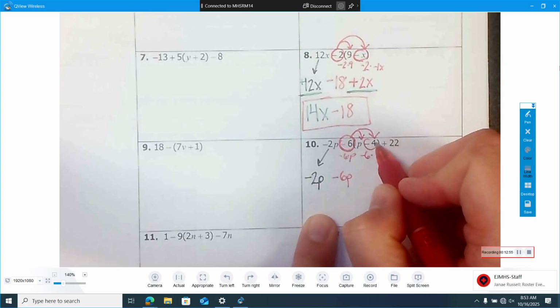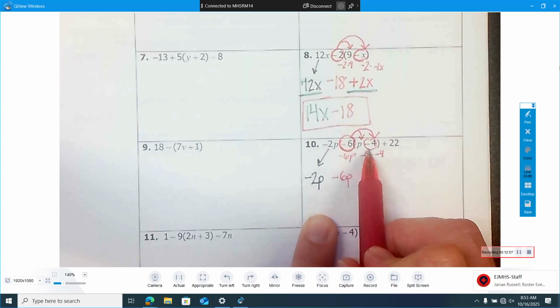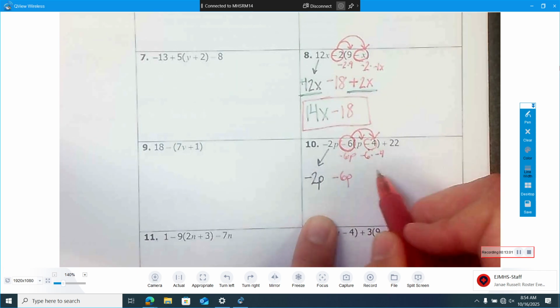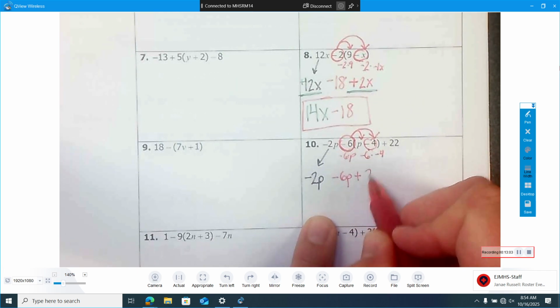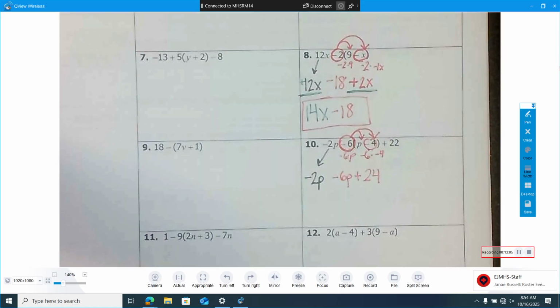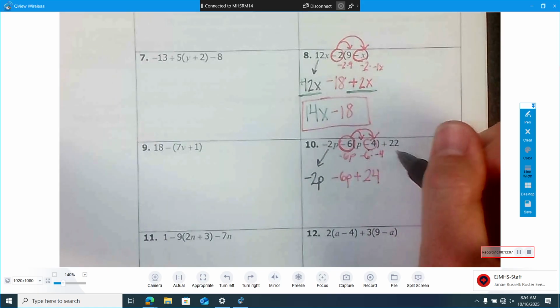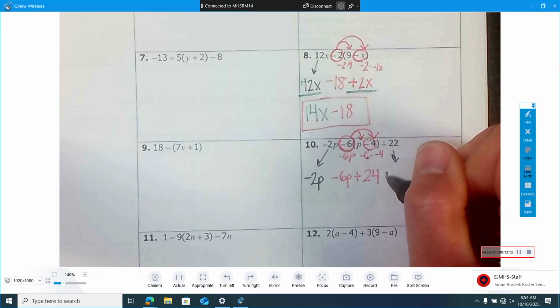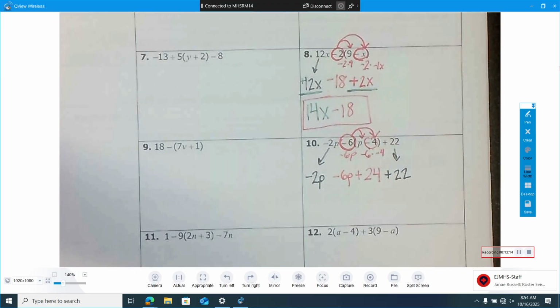Good. Negative 6 times negative 4. Again, take the sign along with you. Negative 6 times negative 4 gives us positive 24. We always need a sign, positive or negative. And what are we going to do with this positive 22? Bring it on down to the end there. Yep, add it along. It's got to come along for the ride.